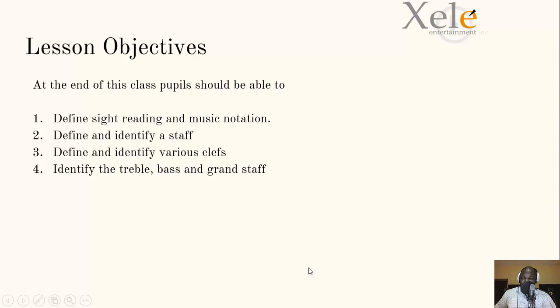At the end of this class, pupils should be able to define sight reading and differentiate it from music notation. They should be able to identify a staff. They should be able to identify the various clefs that we have in music, the common clefs that we use in music, and they should also be able to identify the treble staff, the bass staff, and the grand staff.